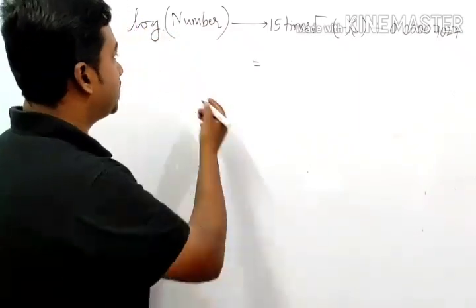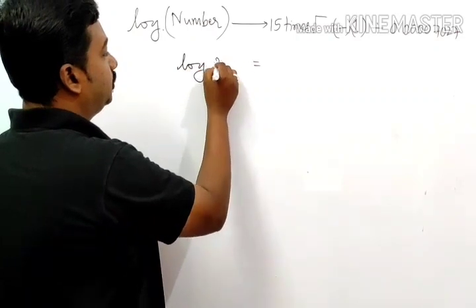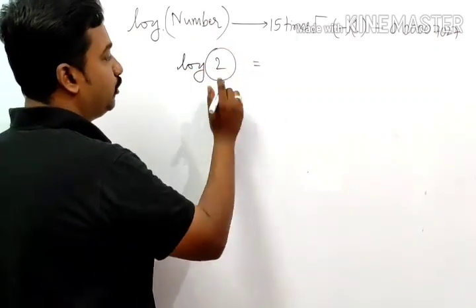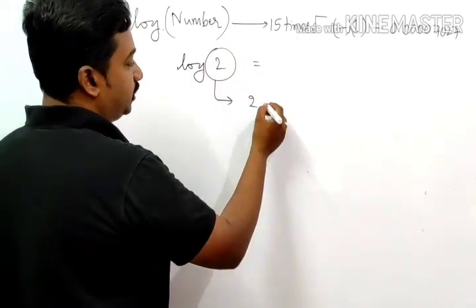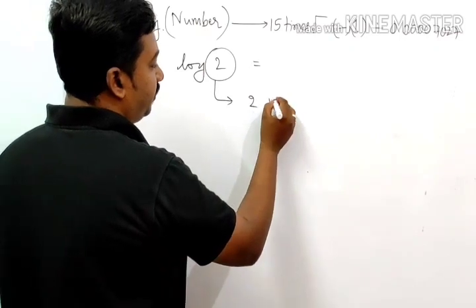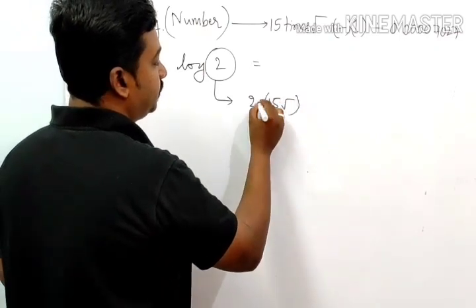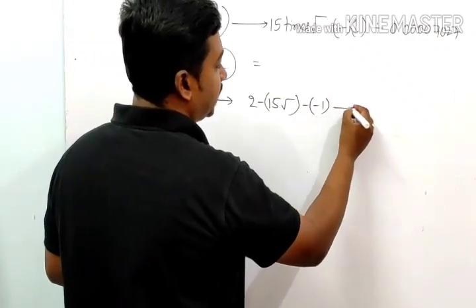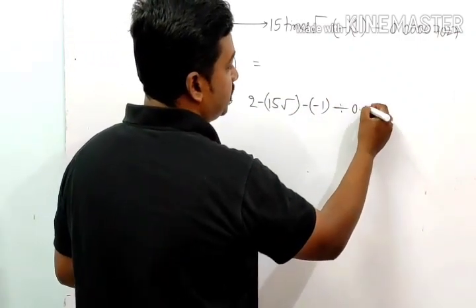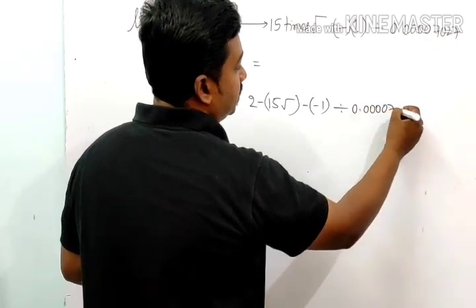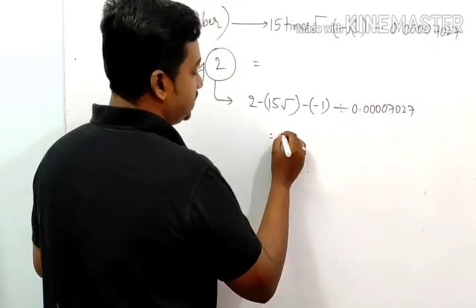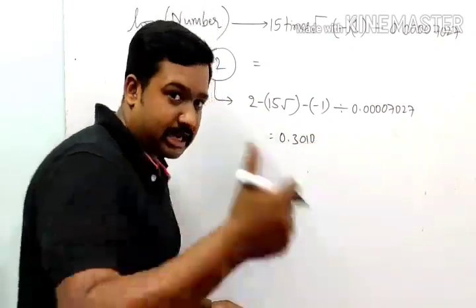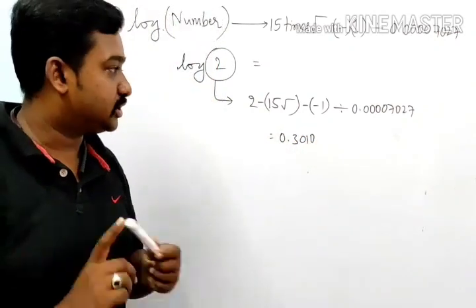Okay, for example, if you want to calculate log 2, then all you need to do is dial 2, then 15 times square root, then subtract 1, then divide by 0.00007027. You will get the answer 0.3010. Try this, you will get the answer for sure.